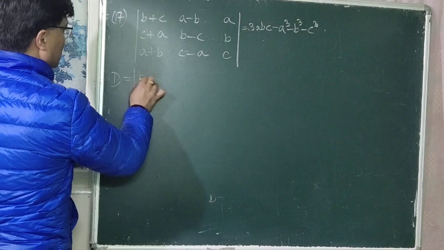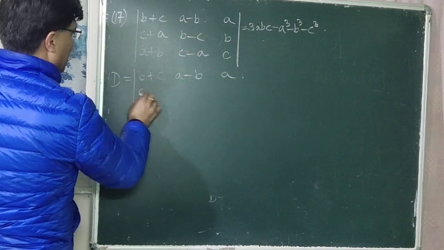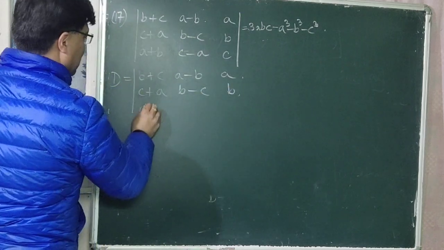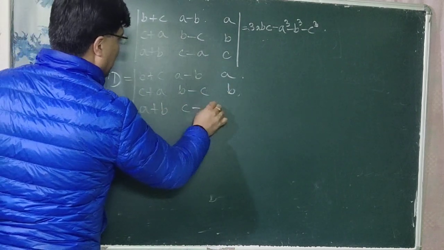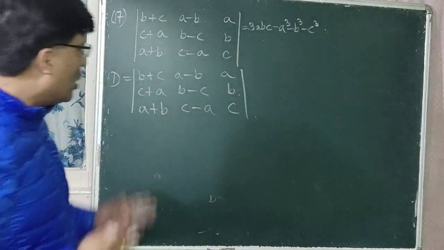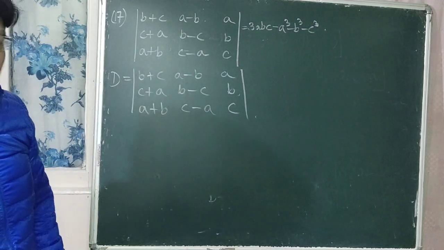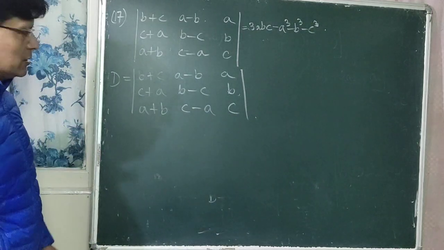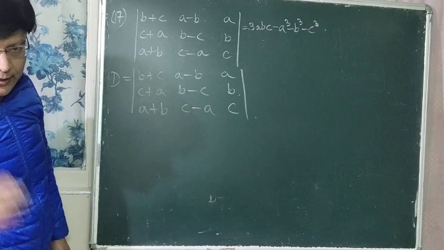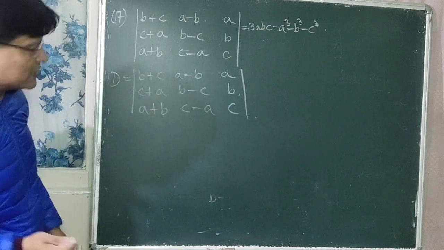D is equal to b plus c, a minus b, a, c plus a, b minus c, b, and this is a plus b, c minus a, c. Right? So how will you simplify it? Which property is used here? Okay, so let us check it. If you do R1 plus R2 plus R3, what will you get?